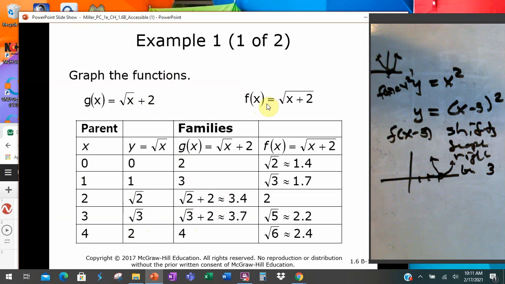Here is the different one, here's f of x. My x is going to be over, so where it was 0, it's going to be at negative 2. So I'm moving the x over by negative 2. This one's a little harder to see, and the way they've done this is not a really good version of it.